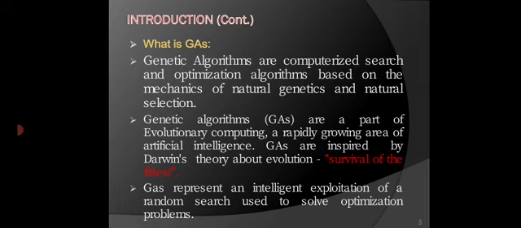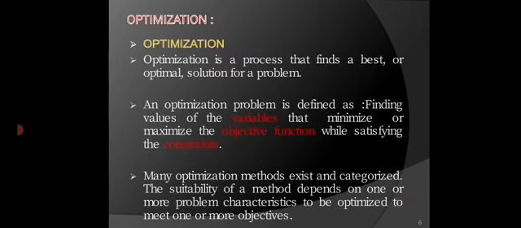So here 3 points are discussed. First, GA is an optimization algorithm based on natural genetics. Second, it is a part of evolutionary computing and based on Darwin's law, right? And it is used for optimization problem solution. So this is the brief introduction of problem solving by computer science, by mathematics, and by GA. Now let's go to the detailed description of optimization and GA.